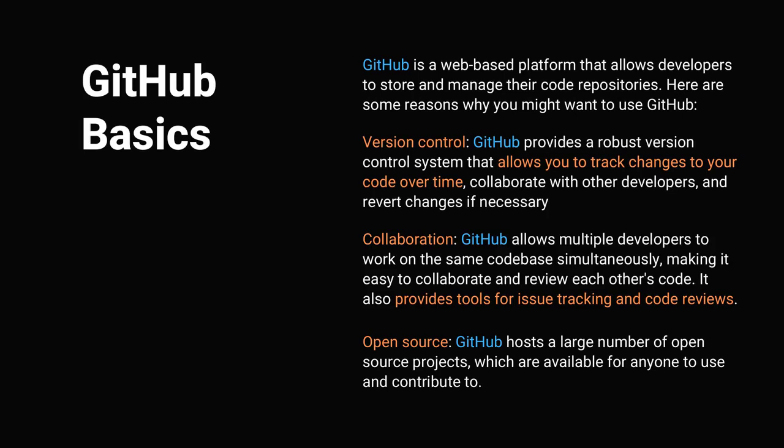Collaboration. GitHub allows multiple developers to work on the same codebase simultaneously, making it easy to collaborate and review each other's code. It also provides tools for issue tracking and code reviews. Open source. GitHub hosts a large number of open source projects, which are available for anyone to use and contribute to. Job applications. Many companies look for GitHub profiles when considering job applicants, as it provides an easy way to showcase your code and contributions to the development community.